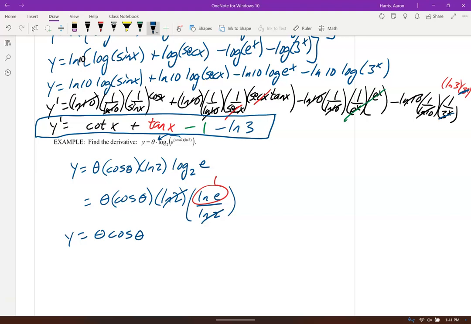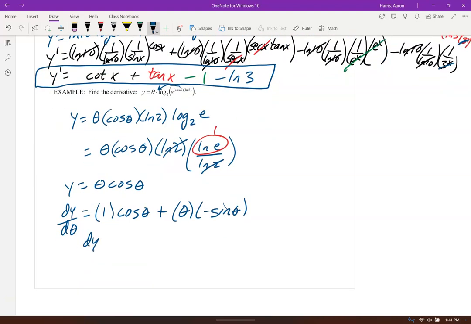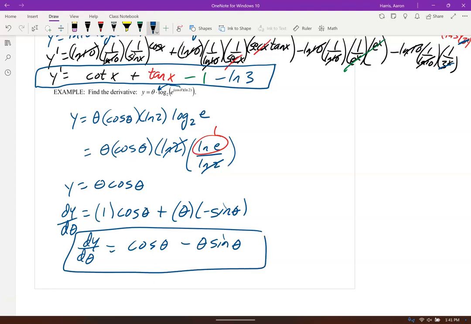Now I can just run product rule. So the derivative, or I'll do it dy d theta this time. Derivative of the first times the second, plus the first times the derivative of the second. And so dy d theta ends up just being cosine theta minus theta sine theta. And that kind of cleaned up real nice for us as well.